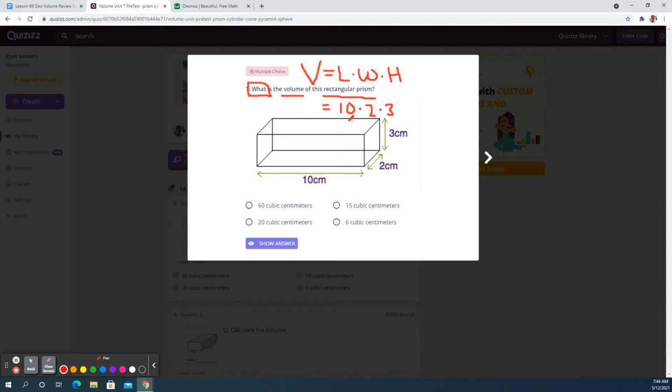Multiplying these through, 10 times 2 is 20. 20 times 3 is 60. Then we would add our units at the end, centimeters cubed. 60 centimeters cubed.